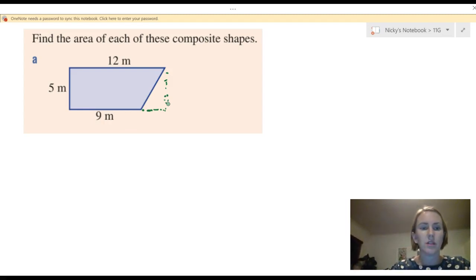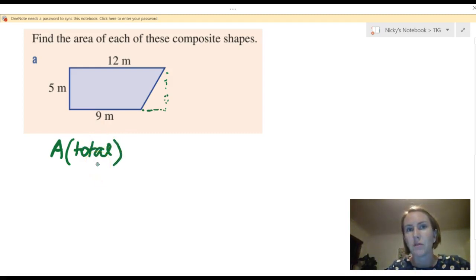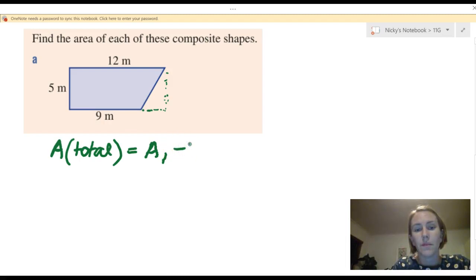So for this question, I'm going to start by writing sort of like a rule. So area, and then in brackets I'm going to write total. And what I mean by that is my final answer equals, in this case, the area of number 1 subtracted from the area of number 2. Okay, so area 1 take away area 2.